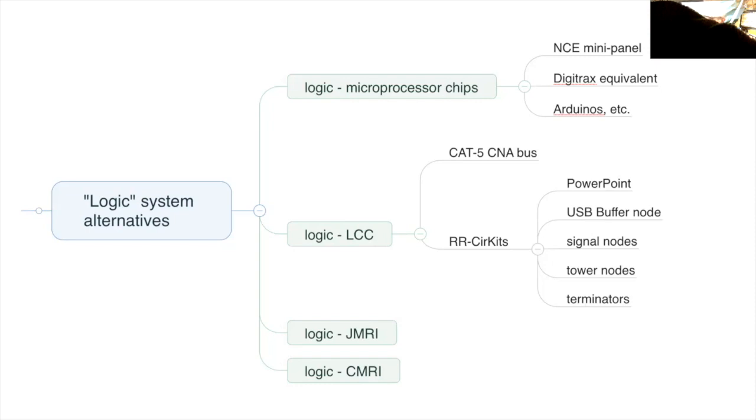LCC, which is Layout Command Control, has a relatively new set of products on the market that are designed specifically for setting up this signaling. And of course, there are the traditional methods of signal control. One of them is the Java Model Railroad Interface, JMRI, and the other one, of course, is Bruce Chubb's original Computer Model Railroad Interface, CMRI. And I'll show you a diagram of how these four choices differ in a second.